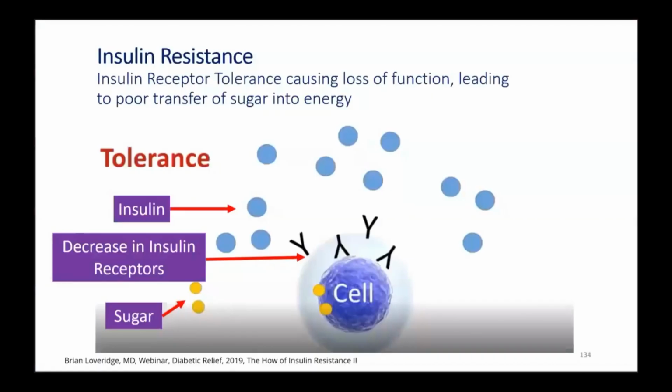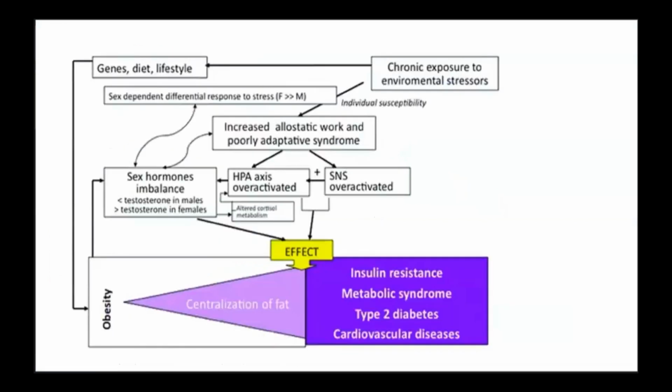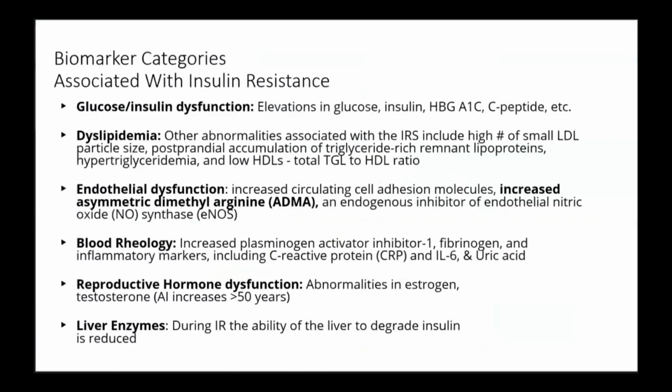Morning cortisol. This is just insulin resistance, looking at the tolerance. Insulin and glucose don't communicate well together. This is more, again, genes, chronic exposures, insulin resistance. You have the overactivation of the stress response system, imbalance of sex hormones. There's all this stuff tied together.